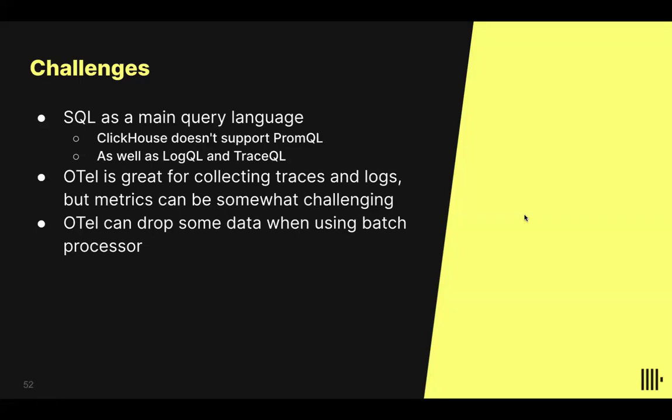Coming back to the last challenge: when using the batch processor, you can lose some data. Most likely a small amount, because it flushes pretty often. But for an observability system, you want to be sure that you will get this telemetry in the vast majority of cases. Because otherwise, why collect it in the first place?